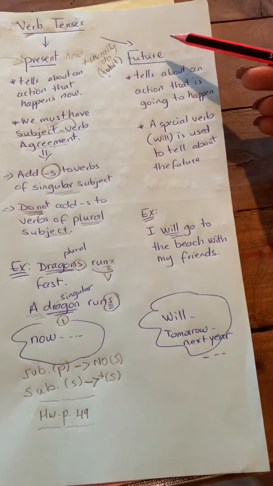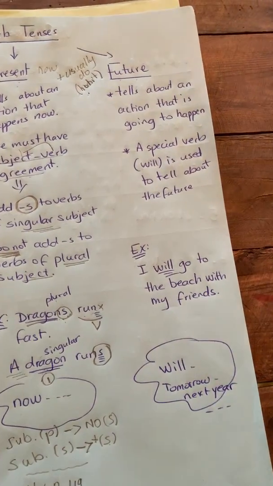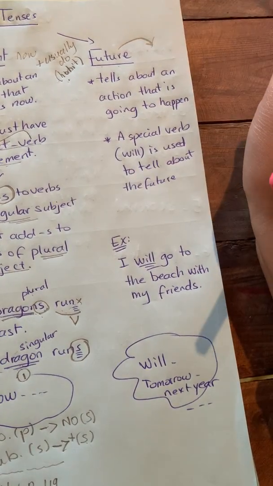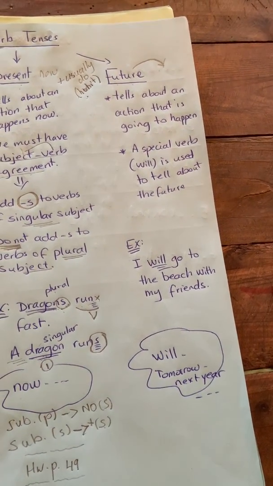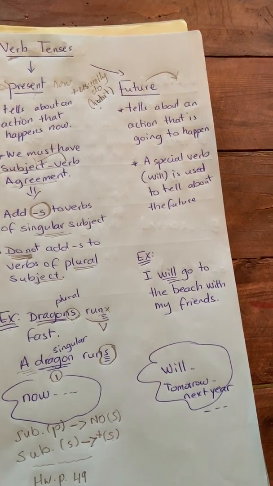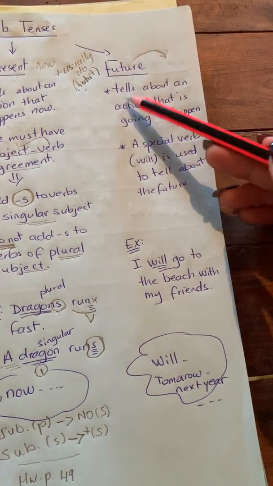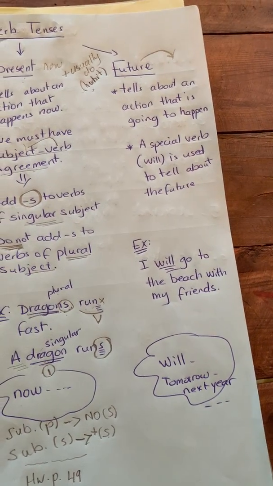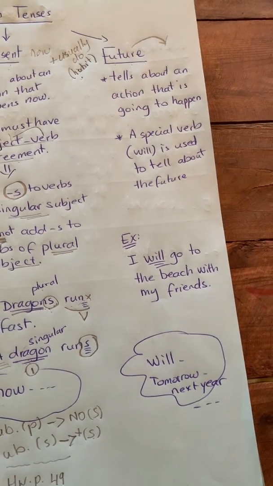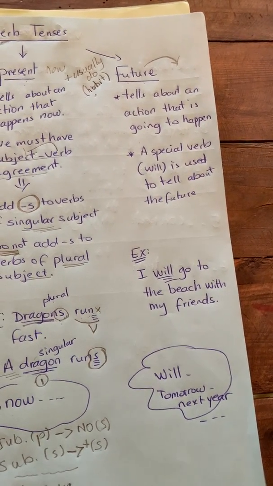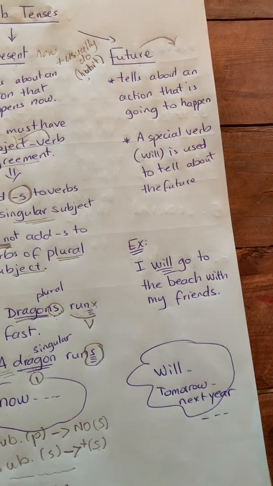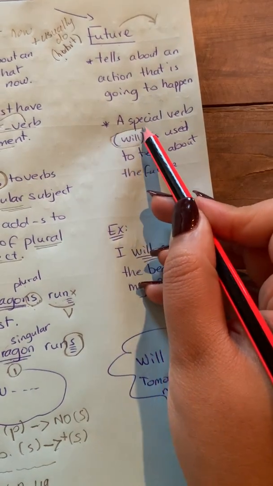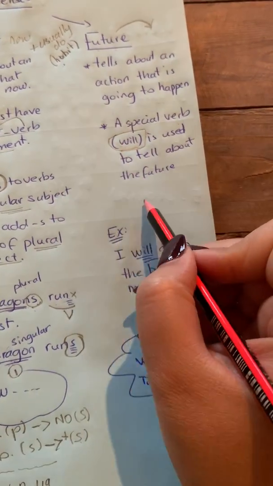Now let's move to the future tense. When I say future, it means something we did not see yet. It's in the future, something that will happen. So the future always tells about an action that is going to happen. Until now, this action didn't happen, but in the near future, it will happen. So the verbs in the future tense always get a special verb, which is will.